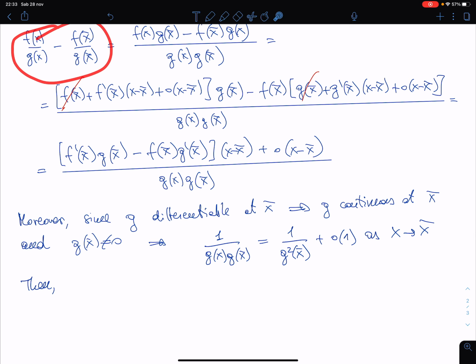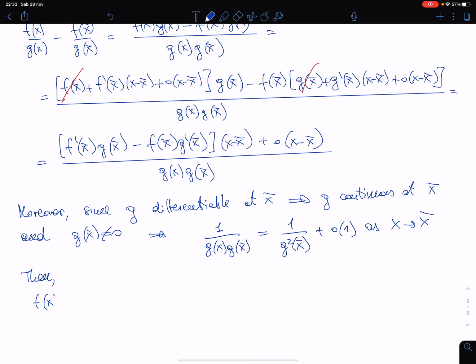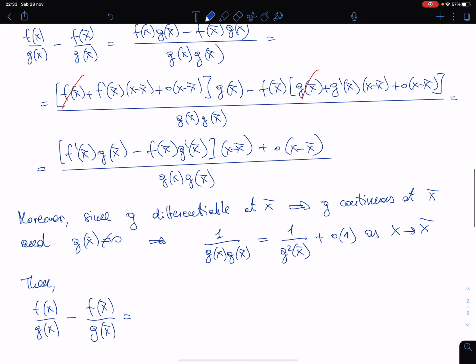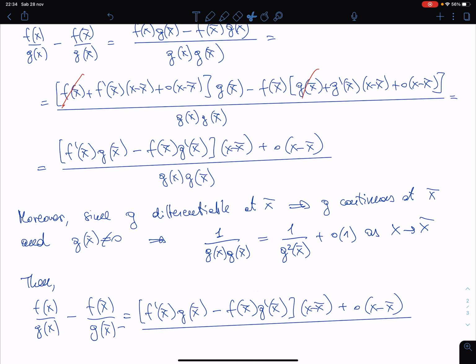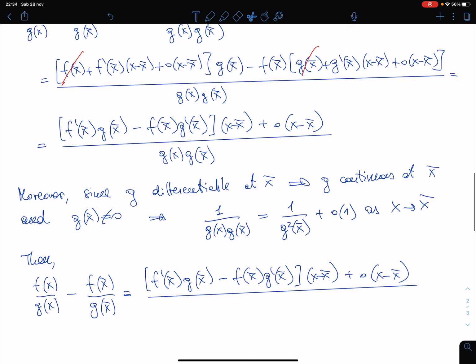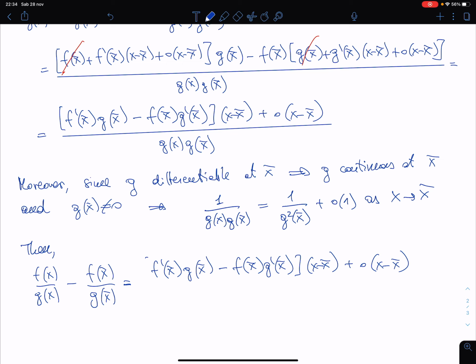Then, going from the very beginning, we have that this difference, this increment of the function f over g, so f of x divided by g of x minus f of x bar over g of x bar, is equal to what? Here we repeat this numerator, so I write it exactly as it is, and no fraction, but just another parenthesis here, times 1 over g squared of x bar plus little o of 1. These little o's are for x going to x bar.